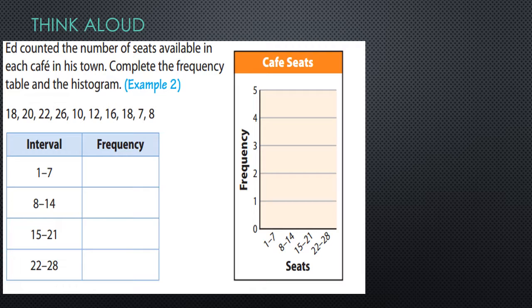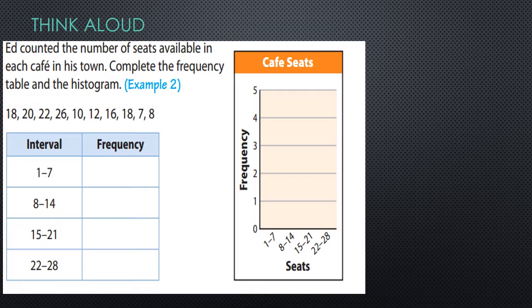I know the definition of a histogram was kind of confusing, but let's make one and it'll give you a better understanding of exactly what a histogram consists of. So let's look at this problem. Ed counted the number of seats available in each cafe in his town. Complete the frequency table and the histogram.